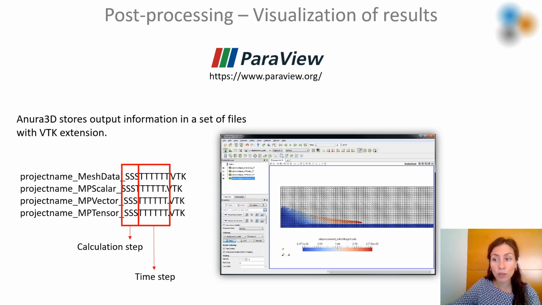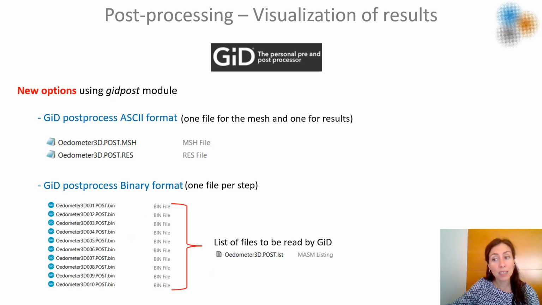The visualization of the results at each load step can be done with the software ParaView. And from the last release, it is possible to visualize the results with GiD. The output can be generated in two formats: the ASCII format, in which one file is generated for the mesh and one for the results, and the binary format, in which an output file is generated for each step.